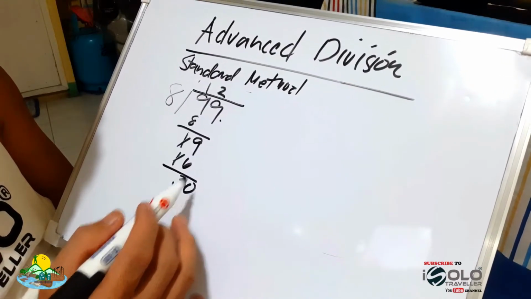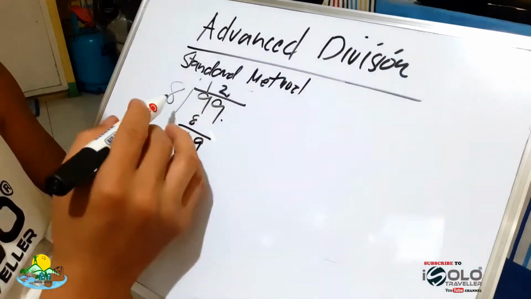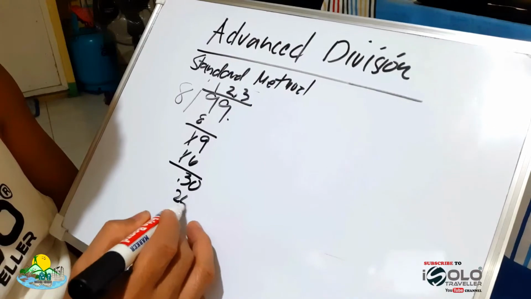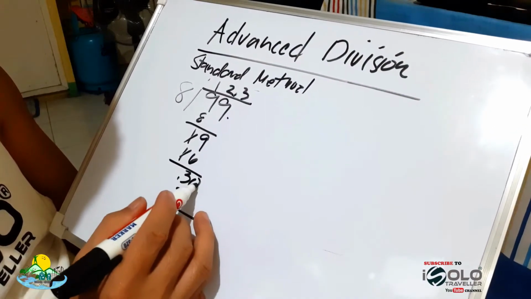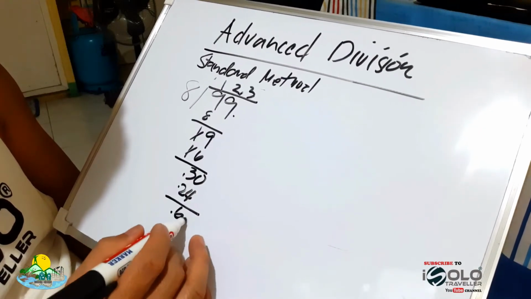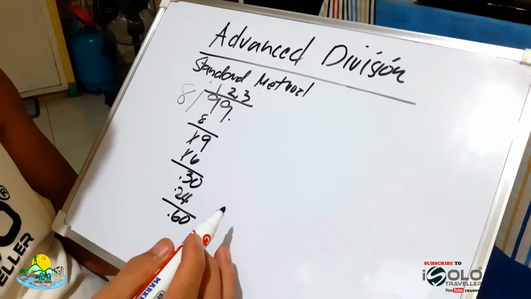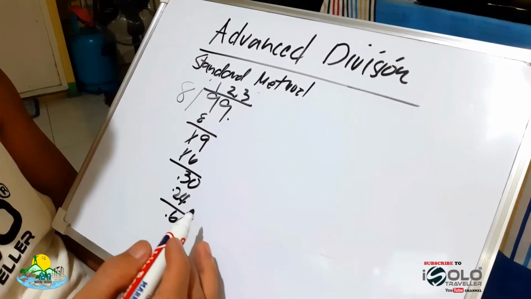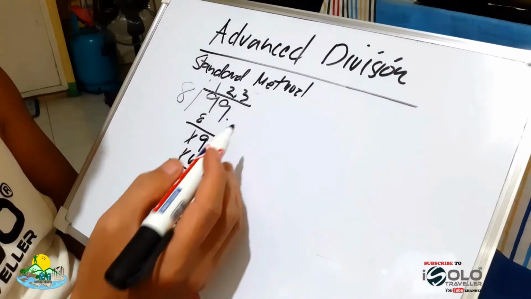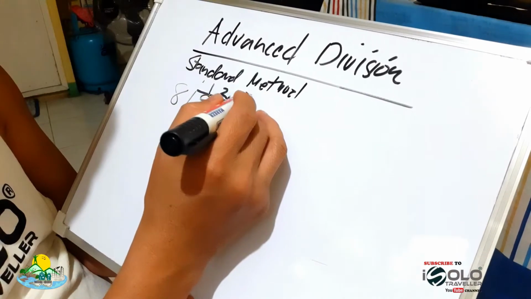So it is 3 times 8 is 24. 30 minus 24 is 6. So again, bring down 0 because there's no more number here. 60. And how many 8 can we get from 60? Okay, 7 times 8 is 56.